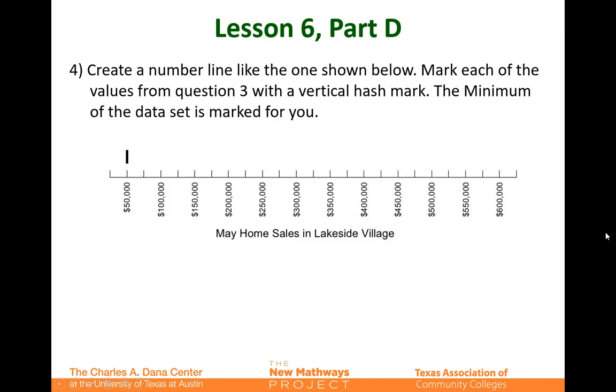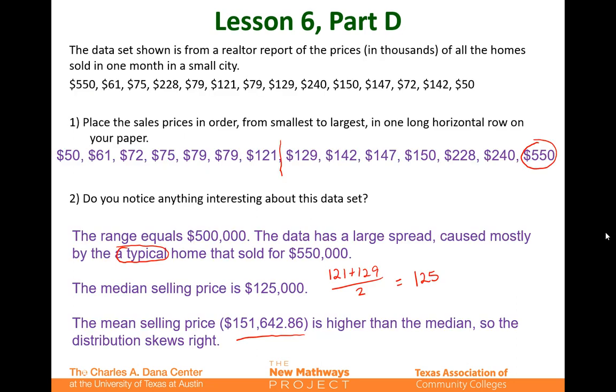It says create a number line like the one shown below and mark each of the values from question 3 with a vertical hash mark. So let's go back. Let's see if we can get the rest of these numbers. We need the minimum value. That's 50. The maximum value, that's 550.